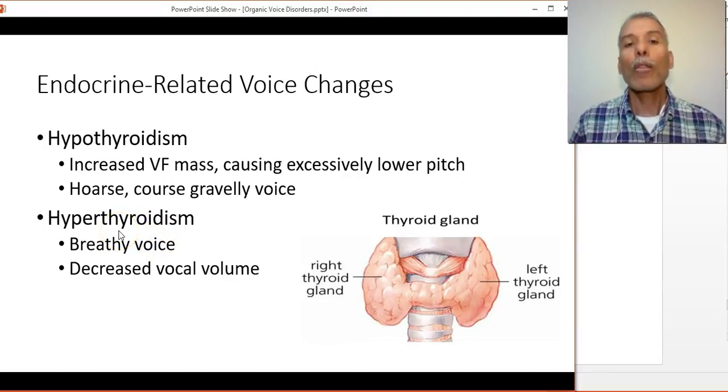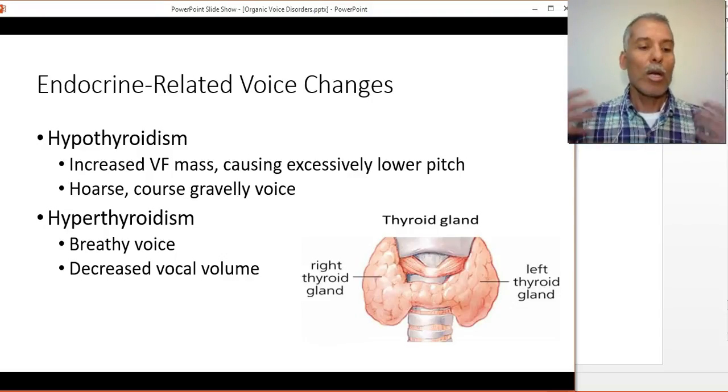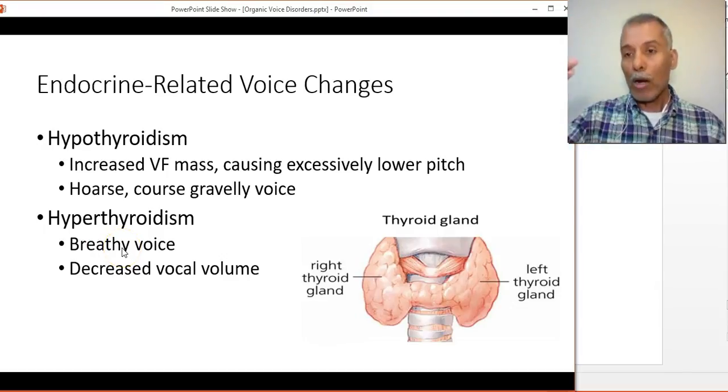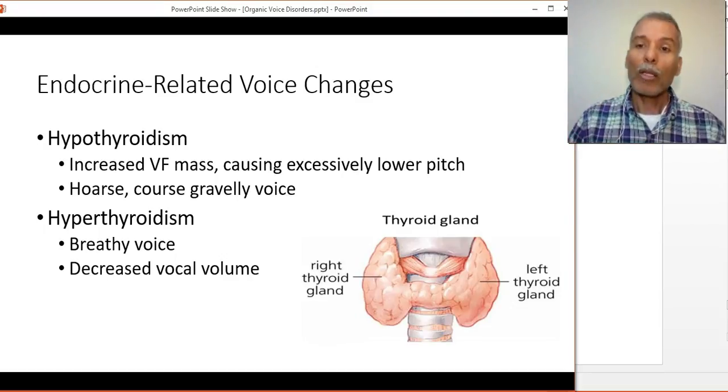And if it is hyperthyroidism, the person is just active and can't sit still. They go around overheated, and you notice in the winter they don't wear heavy clothes like everyone else. They usually are thin and always on the go, because their body is generating too much heat, burning too much energy. The symptoms are a breathy voice and a decreased vocal volume. Why decreased vocal volume? Because when you have a breathy voice, a lot of air escapes, and that is what makes that noise. And you don't have enough subglottic pressure.